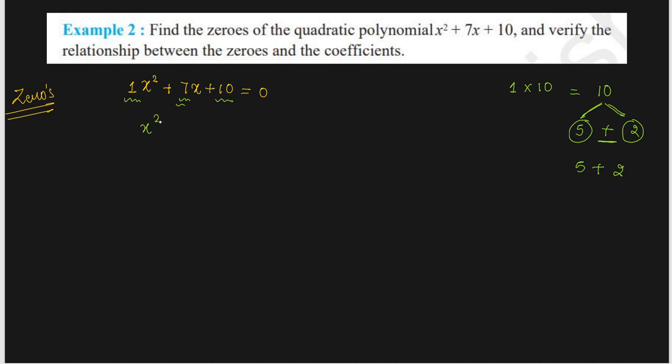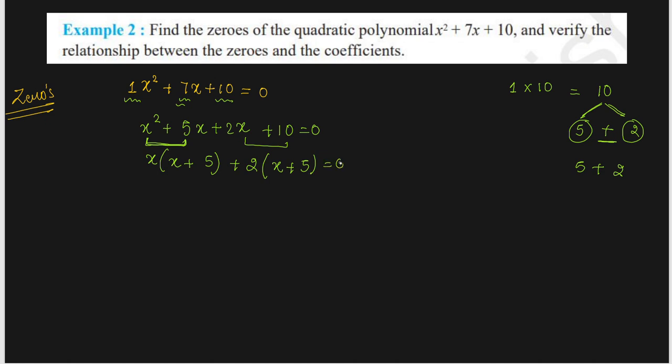Thereby, what will be my factors? I'll split this 7x now as 5x plus 2x, so x square plus 5x plus 2x plus 10 is equal to 0. You are going to take x common in the first two terms, and you get x plus 5 left. From the third and fourth terms, take 2 common, because nothing else can be taken out common. So this is x plus 5, which is equal to 0.